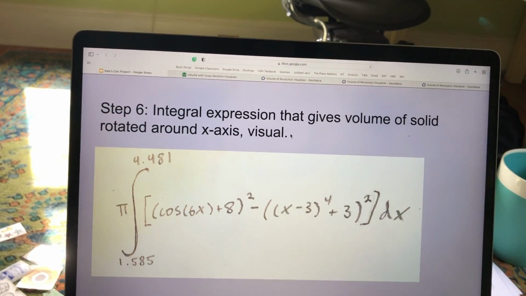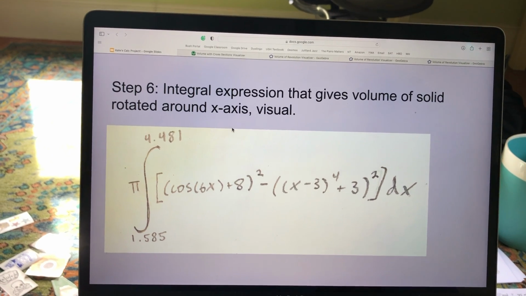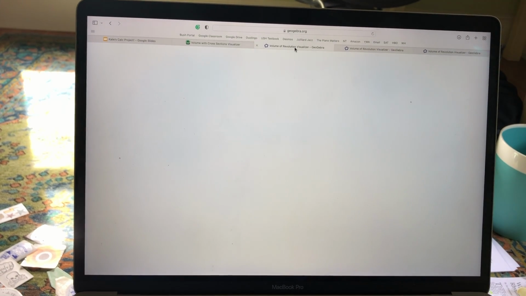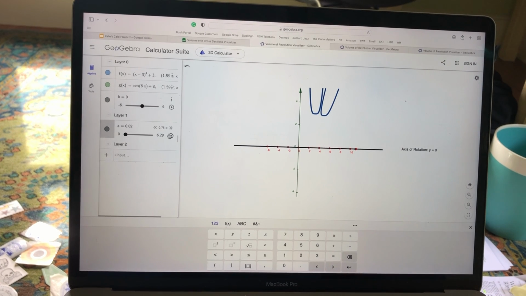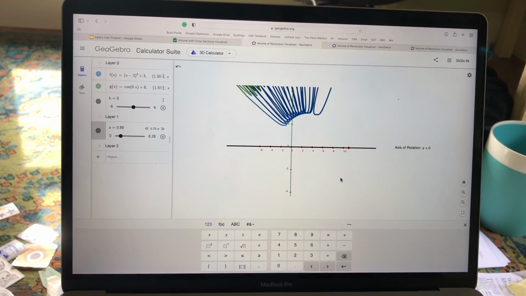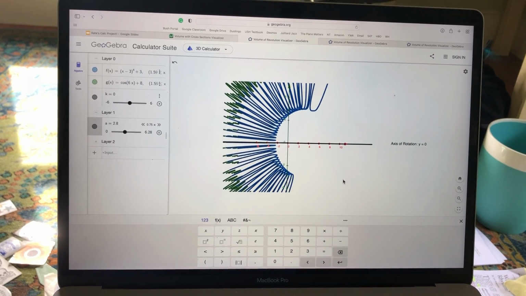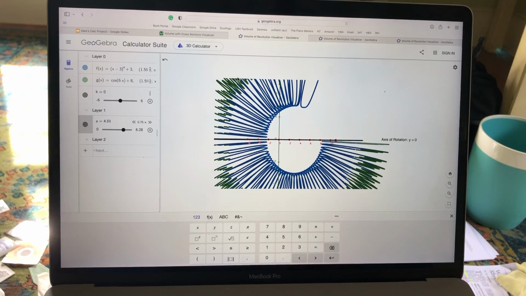Next is the integral expression that gives the volume of the solid rotated around the x-axis. So here's that, and then here is the visual. So start it over again. Okay, going around the x-axis. So that's what that looks like.